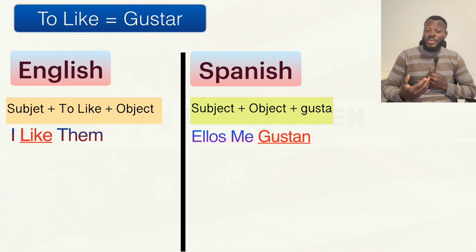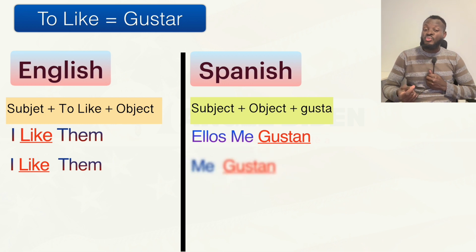Now, we have the most used shape, which is by removing the subject personal pronoun. So just remove ellos, and we only have me at this time. It's going to be me gustan. That's pretty simple. It's really hard to hear somebody saying, ellos me gustan. But me gustan, that's the most commonly used form. But keep in mind, it is ellos me gustan, because in Spanish, they give you the freedom to remove the subject personal pronoun, we just remove it.